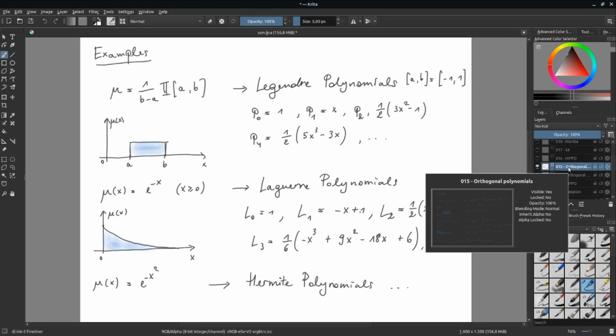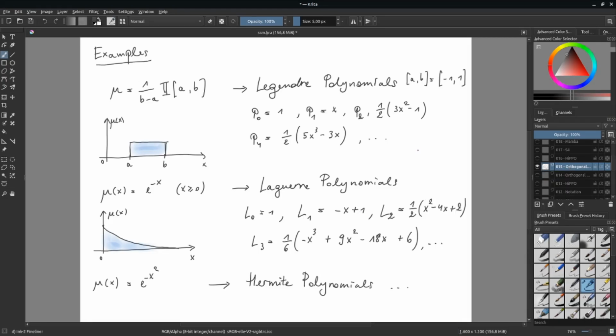For example, hopefully this will be clearer. Let's say mu here is the uniform measure on some interval a, b. So I only care about what happens between a and b, and the weighting function is the same everywhere inside that interval. If you apply Gram-Schmidt to that, you get what's called the Legendre polynomials, at least for a, b equals minus 1, 1, and for any other a and b, you can always rescale, so that's not a problem. They look like this. The first term is 1, that's usually the case. Then you have x, then 1/2 times (3x squared minus 1), and so on.